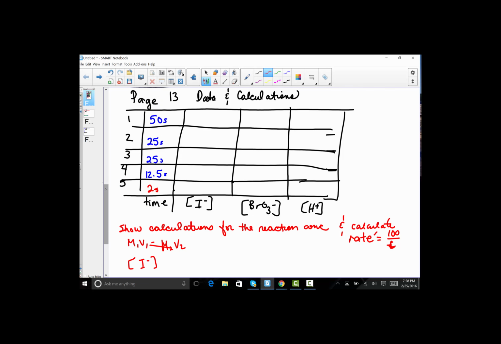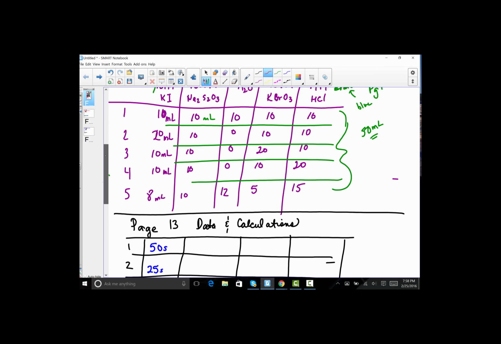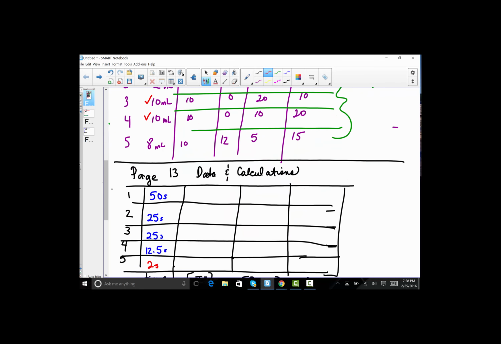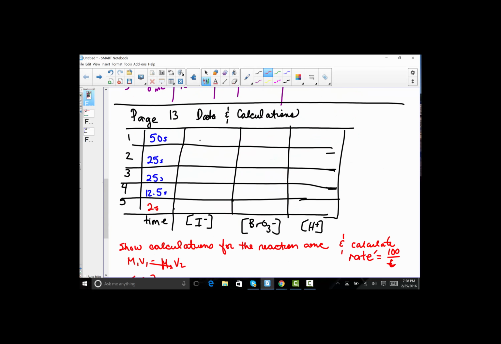So what we just said, notice here, trial 1, 3, and 4, we used 10 milliliters of the iodide. So trial 1, 3, and 4 all had the same value. And here we wrote down 0.002, 0.002, 0.002, and those are all molar units.